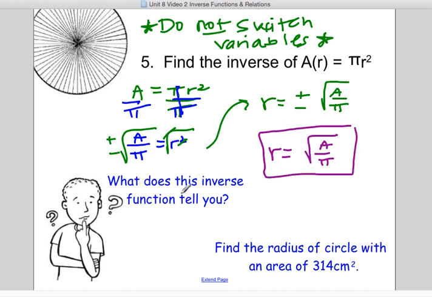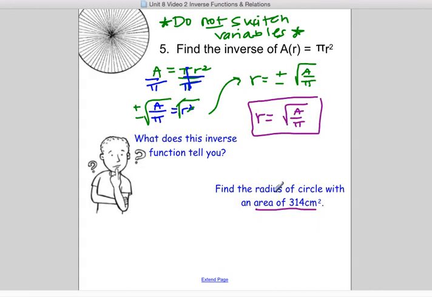So what does this inverse function tell you? It tells me when I plug in area, I'll get out my radius. That's why we don't want to switch the variables. It'll just make it more confusing. Our next one says, find the radius of a circle with an area of 314. Let's do that. Which one would you want to use? I know the area, and I want to get out radius, so I'm going to use the inverse. So my radius is equal to the square root of 314 over pi.